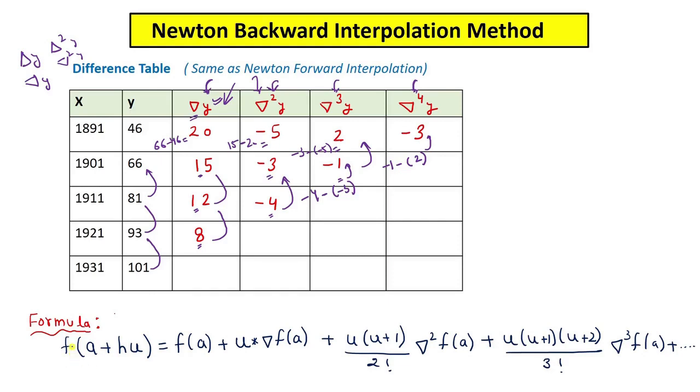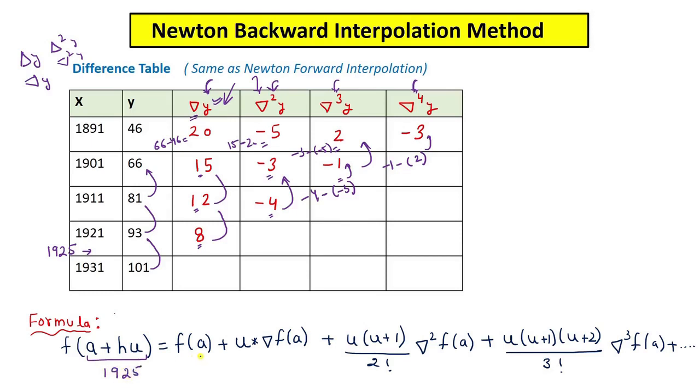So here you can see we have f of a plus hu equal to f of a plus u multiplied del of f of a plus u plus 1 upon 2 factorial del square f of a and so on. Now what is this a plus hu? As we have seen in the Newton forward interpolation method, this a plus hu is the x value corresponding to which we have to find the value of y. In this question, we have to find the value of y at x equal to 1925, right? So this a plus hu is actually 1925.